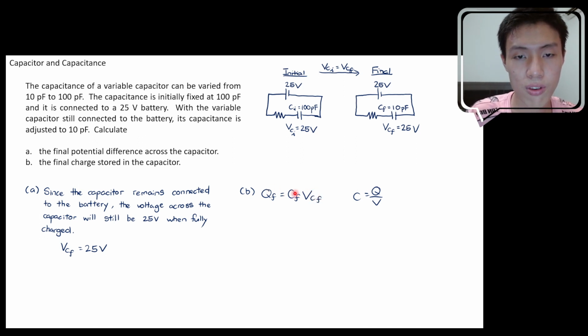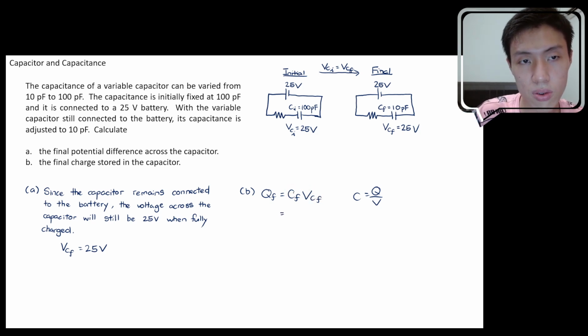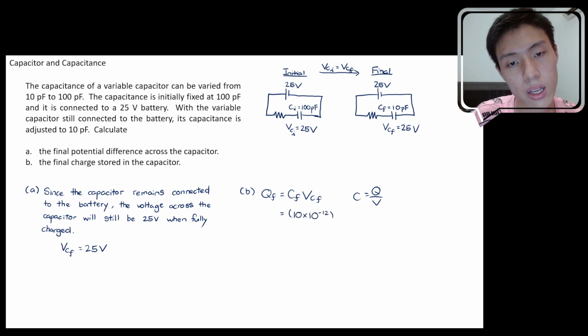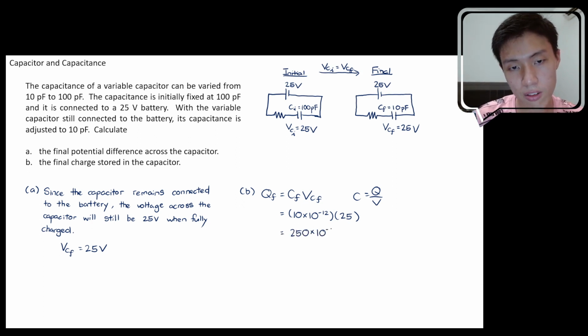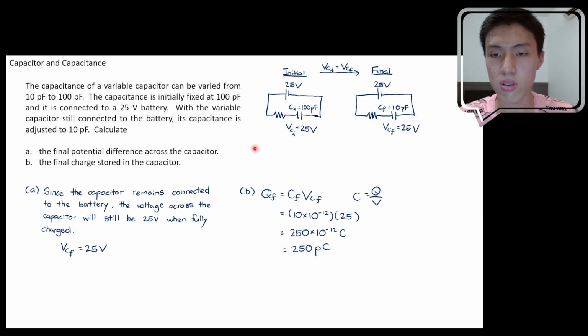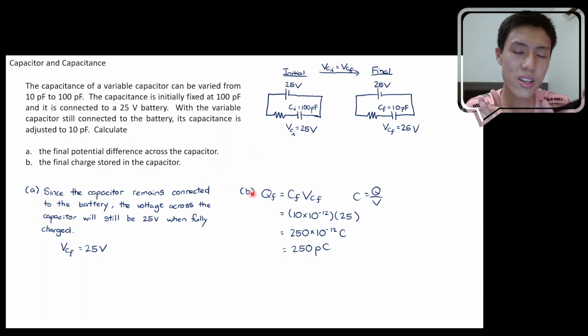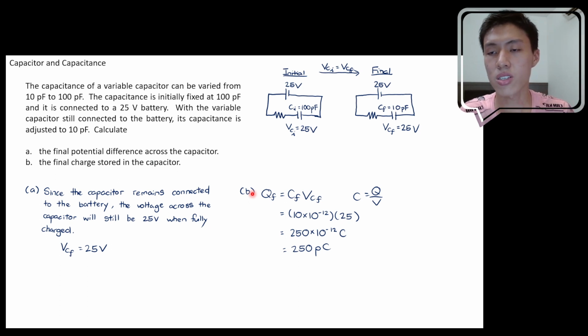But we have to use Q final, C final, and V final. C final we know is 10 picofarad, so that's 10 times 10 to the power of negative 12. Then VC final, the voltage across the capacitor final, what we said earlier is 25. If we calculate it, you get your answer, which is 250 times 10 to the power of negative 12 coulomb. So this is 250 picocoulomb. That will be the final charge stored in the capacitor. It's a very direct, simple question, but it helps us understand what remains the same and what has changed.